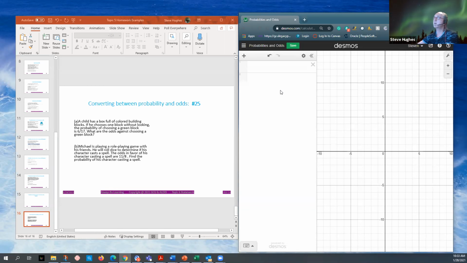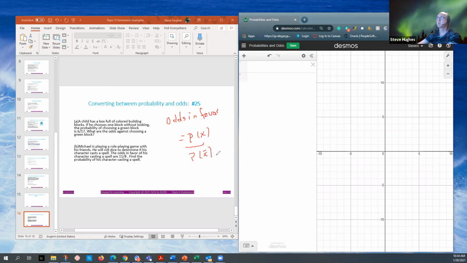All right, you know, we have odds. There are 2 types of odds: odds in favor and odds against. Odds in favor of an event is equal to the probability of the event occurring divided by the probability of the event not occurring. So the probability the event occurs divided by the probability that the event does not occur.